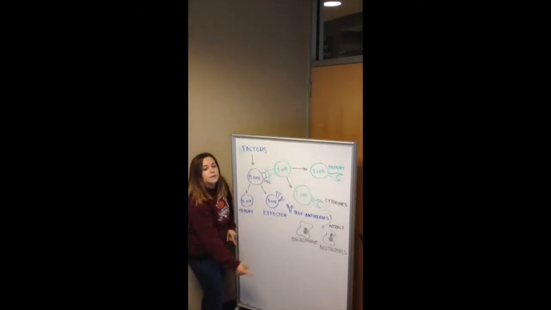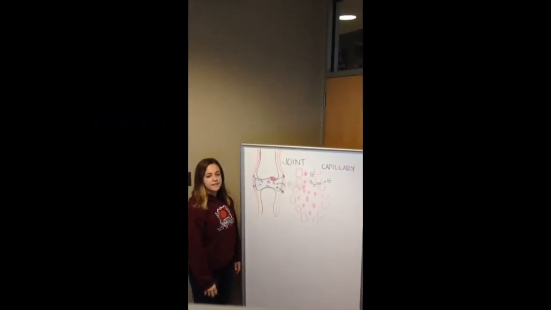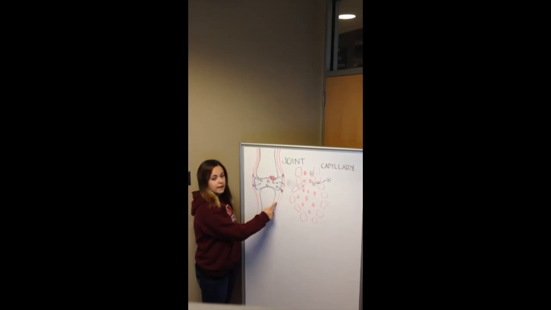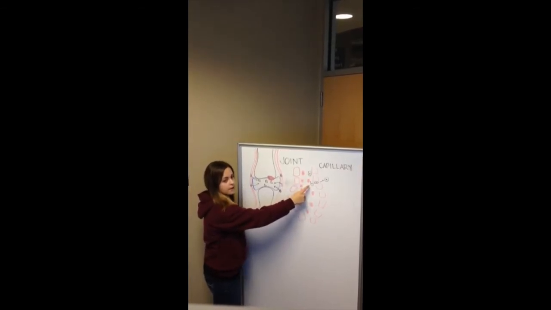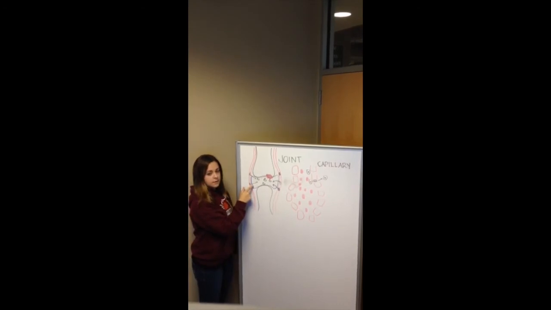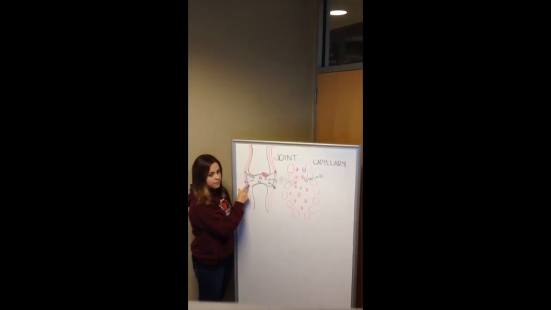Now I will show you what the body's response looks like inside a joint. The capillaries near the synovial membrane inflame, allowing for the leukocytes to enter easily. The cytokines continue to be released, so more and more leukocytes are attracted to this area of the body, causing a buildup in the joints which results in inflammation.